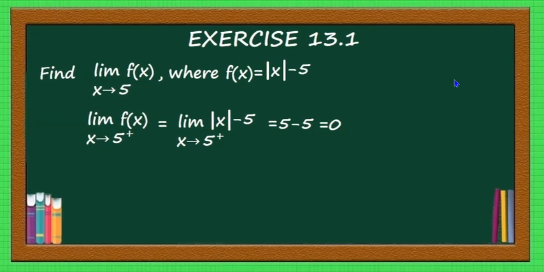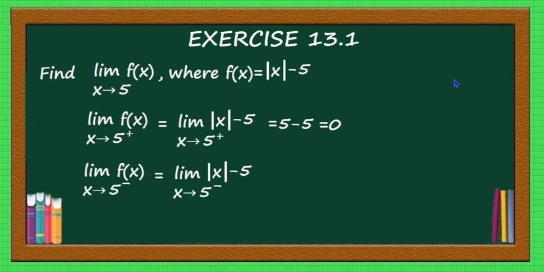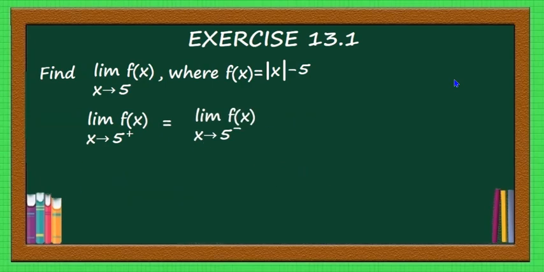And the limit as x tends to 5 minus of f of x is equal to the limit as x tends to 5 minus of mod x minus 5, and that's equal to 5 minus 5, which is also equal to 0. Here the left hand limit and right hand limit are both equal to 0. Therefore the limit as x tends to 5 of f of x is equal to 0.